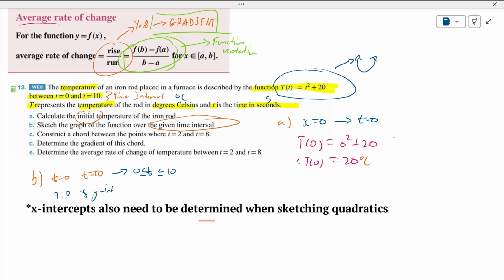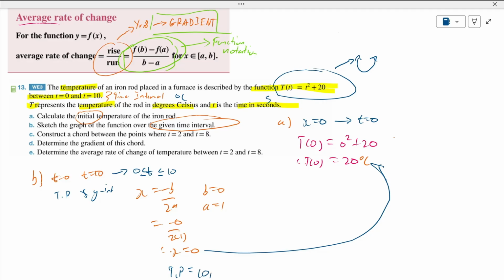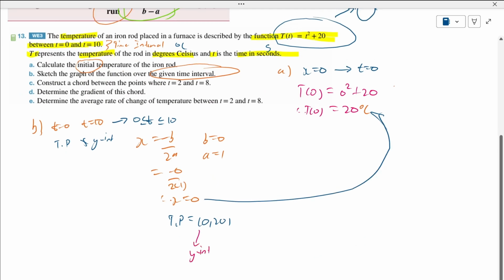So let's find our x value for the turning point, which we can do with x equals negative b on 2a. b is 0, a is 1, so this is going to be negative 0 over 2 over 1. So we know that x is going to be equal to 0. We can actually see here that we've done this already in part A, where the time was 0. So we actually know that our turning point already is going to be 0, 20. Okay, great. And also, this actually represents our y-intercept conveniently at the same time because x equals 0 in this scenario. So we've actually already done the turning point and y-intercept.